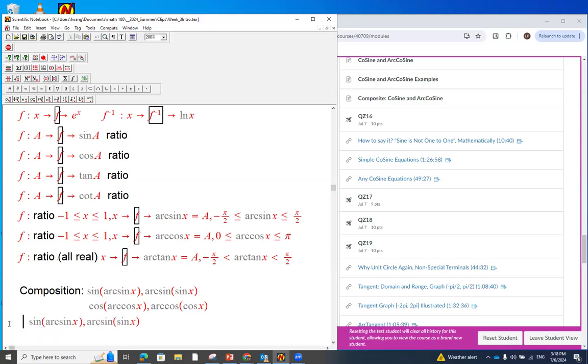Then you might ask, how about arccotangent, arccosecant, and arcsecant? Those functions are not used very much. They're hardly used, so we're not going to study them. For arcsine, arccosine, and arctangent, that's enough. And the compositions we have studied.